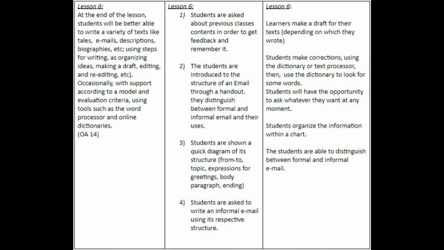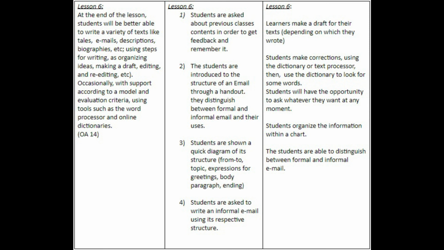In the procedure, students write a draft of their email. Then they make corrections. In case of doubt, students will have the opportunity to ask whatever they want at any moment. Finally, students are able to distinguish between formal and informal email.